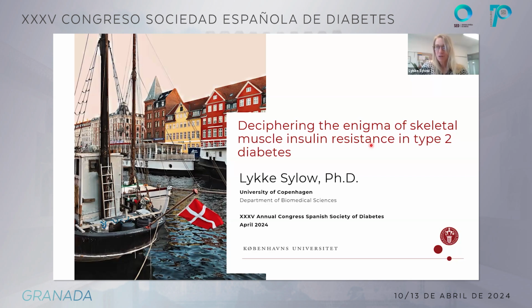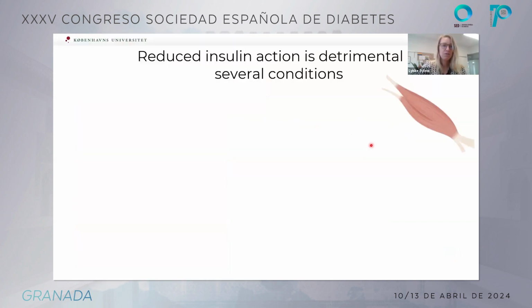So in my talk today, I will speak about insulin resistance in skeletal muscle in type 2 diabetes and why I think this is a very important avenue to pursue. We know that reduced insulin action is truly detrimental in several conditions, because insulin is a hormone that, amongst many crucial functions, controls blood glucose.